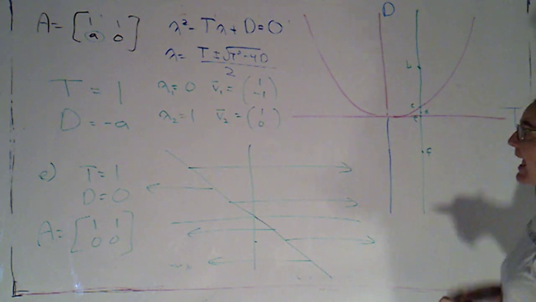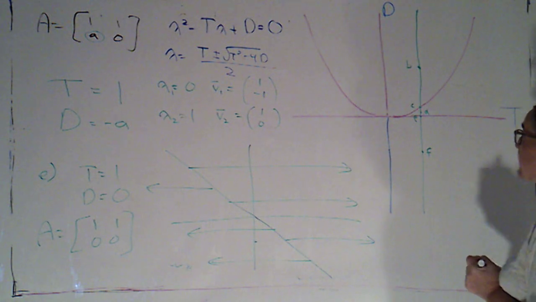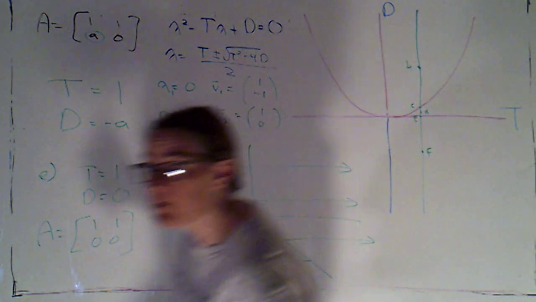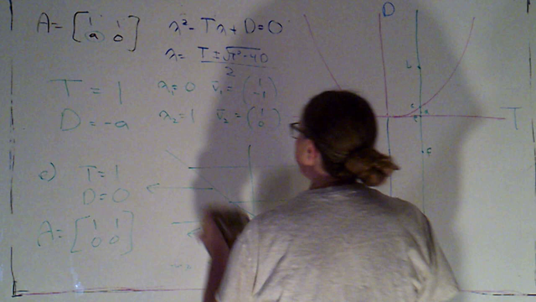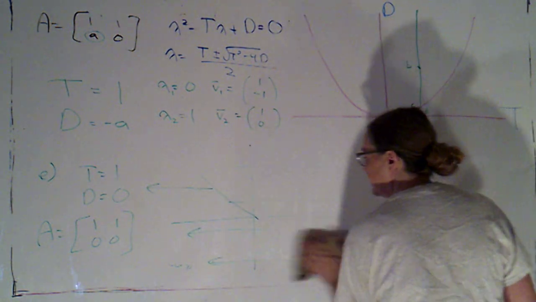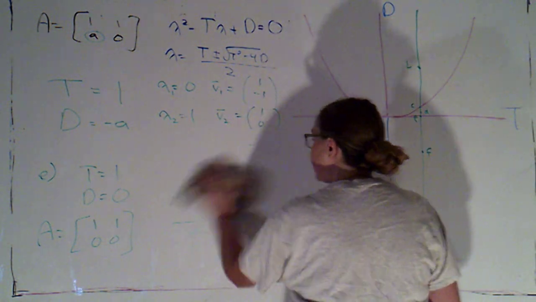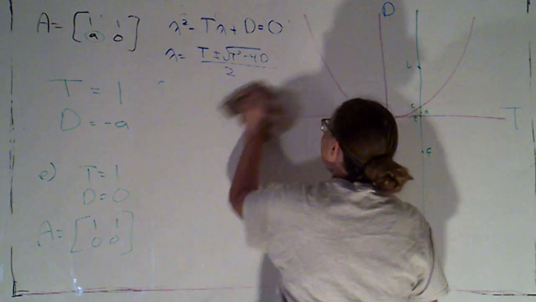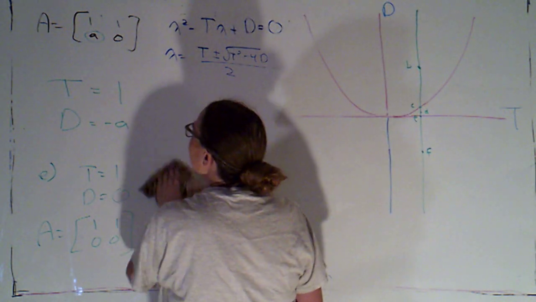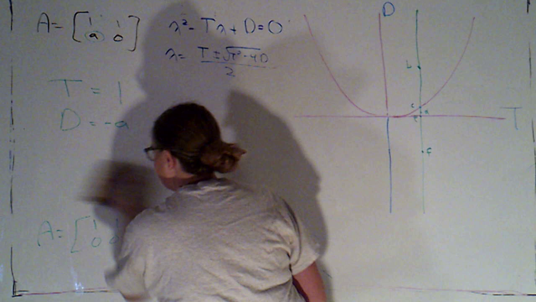Let's take a look now at C. That's the other place that, since it's on one of the critical loci, I can actually find the exact matrix, the exact eigenvalues, and therefore the exact eigenvectors that I would have in that particular case.